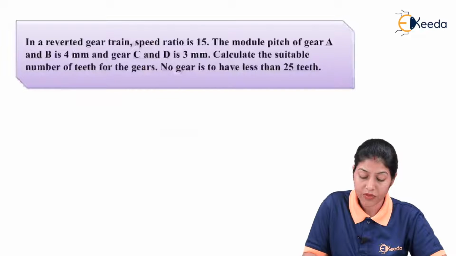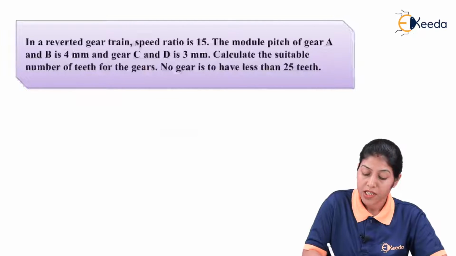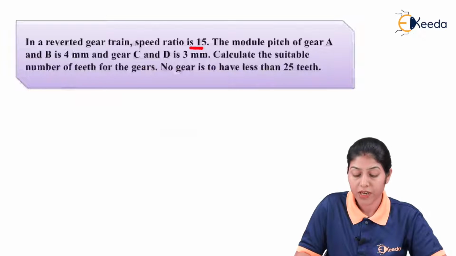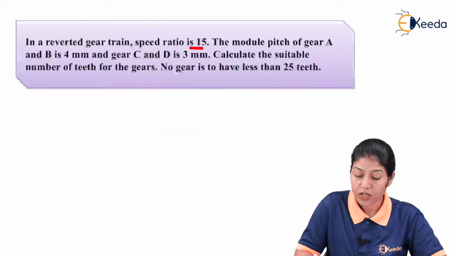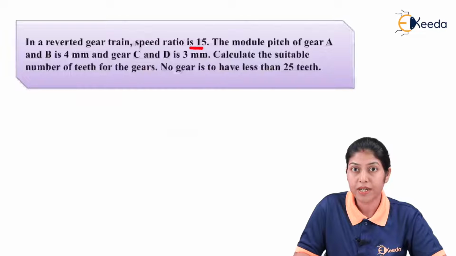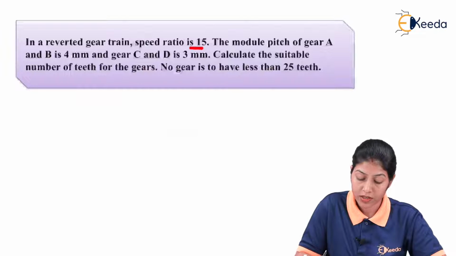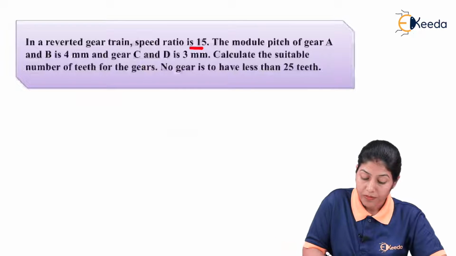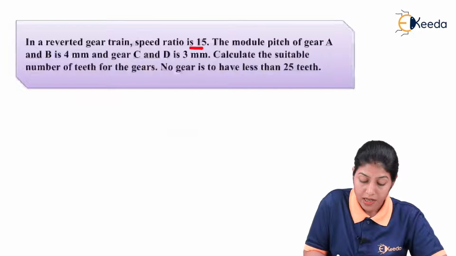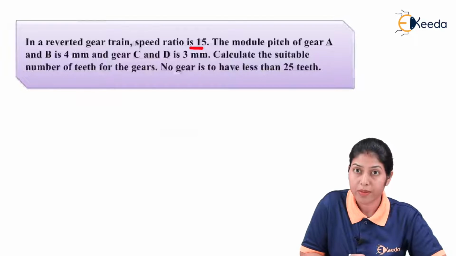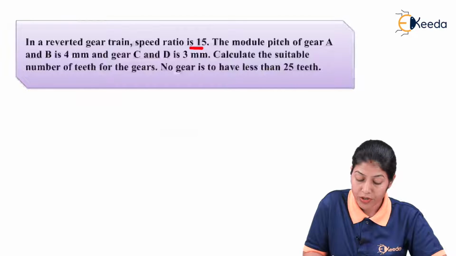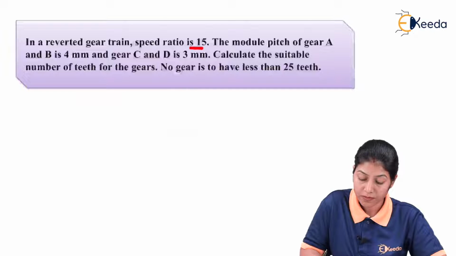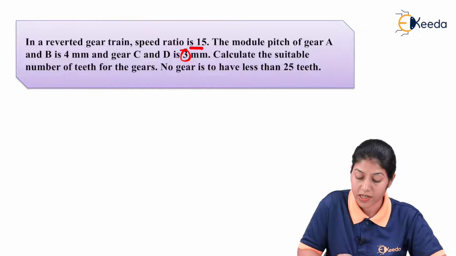Here we have the conditions for this reverted gear train. Speed ratio is given, it is 15. Module pitch for the gear A and gear B is given, it is 4 mm for both the gears because these two gears are in meshing condition. And for gear C and gear D, module pitch is given, it is 3 mm, because gear C and gear D are in meshing condition. So all these values are given here.